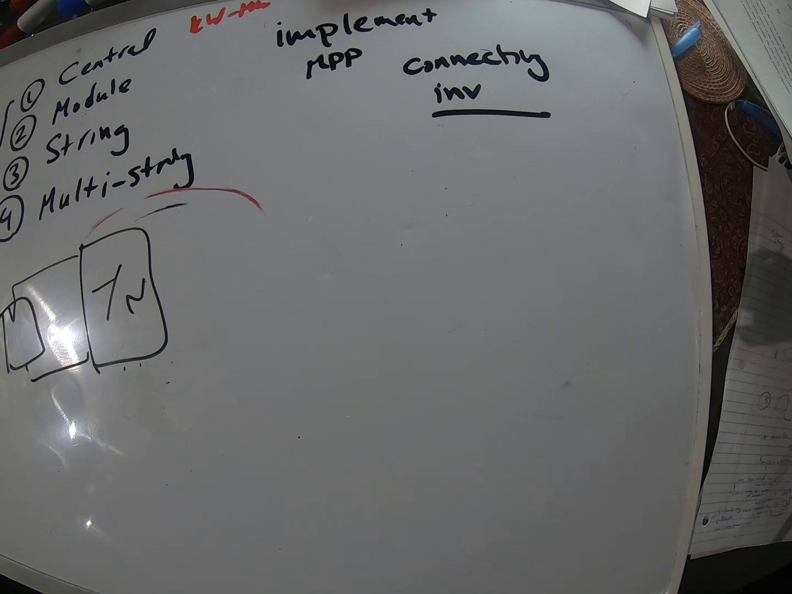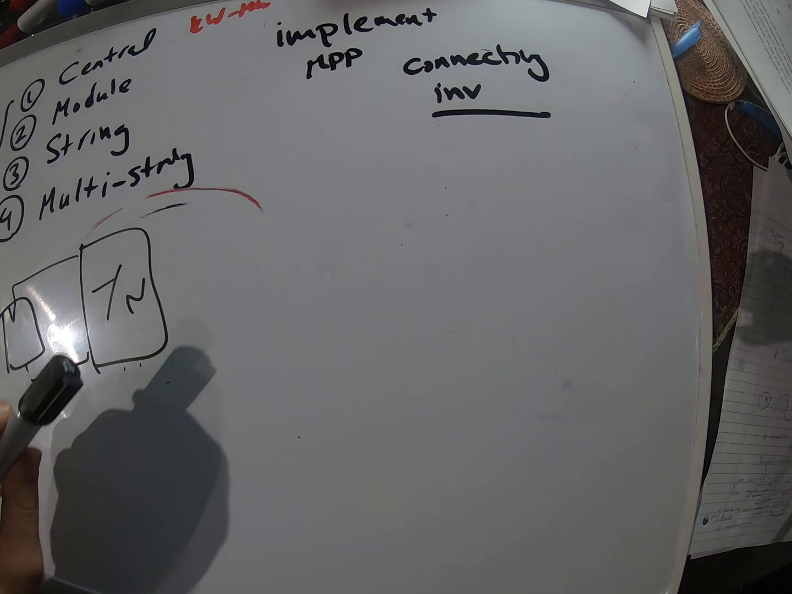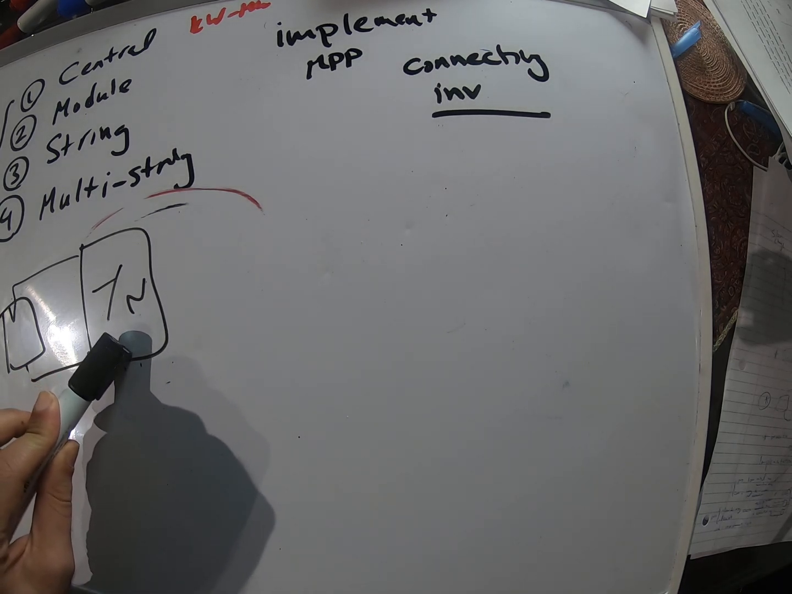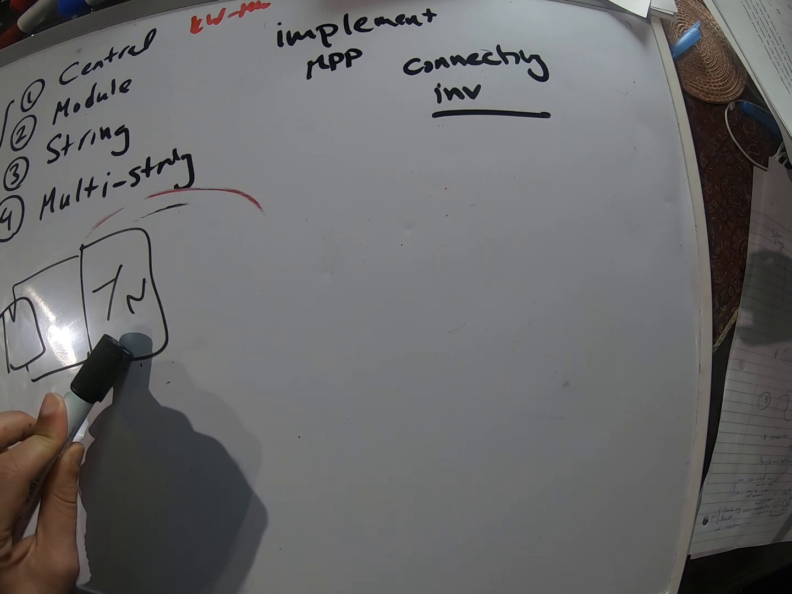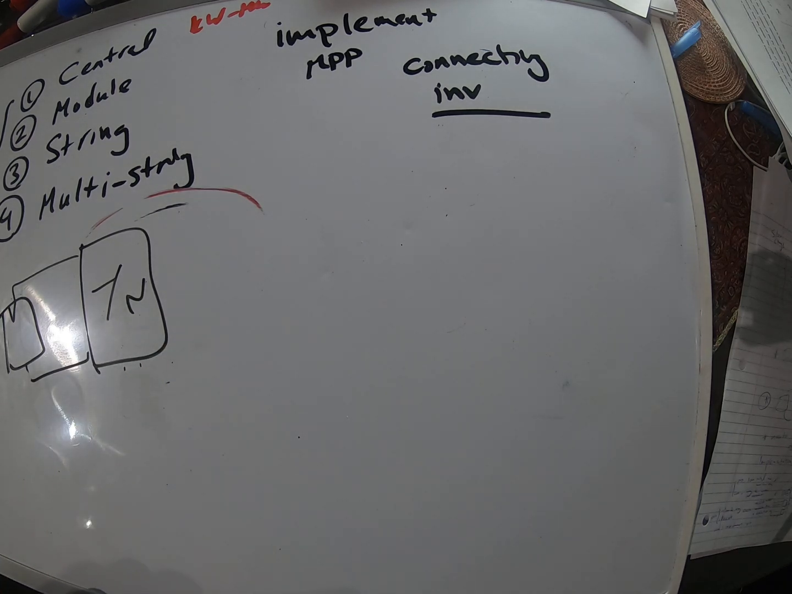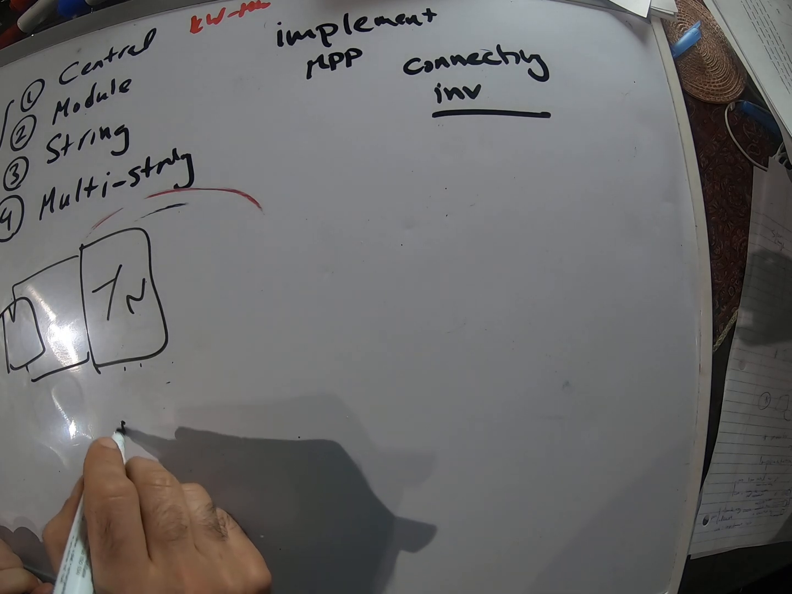It's more flexible. In the previous case, you would have one algorithm for all your solar panels. So what if you have partial shading in one of the panels or one of the modules? This one is more flexible, but you would need more inverters, so the investment cost is going to be too much.